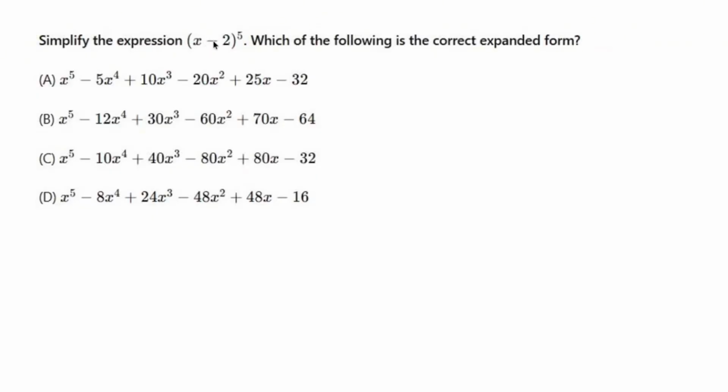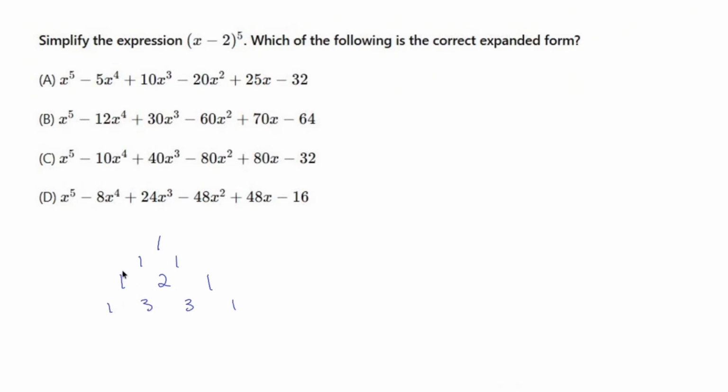Simplify the expression (x - 2)^5. Which of the following is the correct expanded form? Oh yes, Pascal's triangle and the binomial theorem. So what we need to do is build 5 degrees of Pascal's triangle, which means 6 levels of Pascal's triangle. So degree 0 is 1, degree 1 is 1 and 1, degree 2 is 1, 2, 1. Degree 3 is going to be 1, 3, 3, 1.